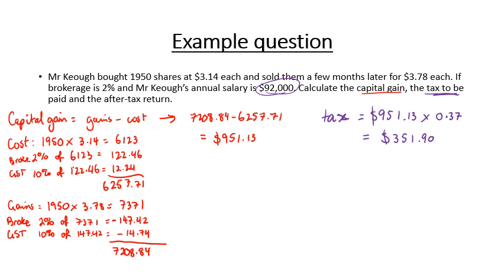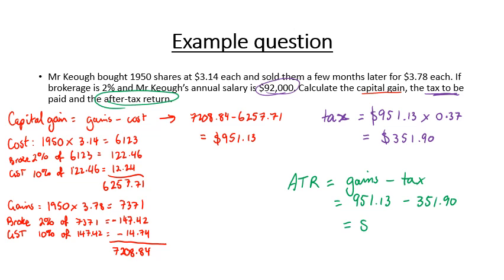Now, if we want to then work out the after-tax return, and I'll call it ATR, so after-tax return is our gains minus the tax. So this is going to be $951.13, take away $351.90, and that's going to give Mr. Keogh a total profit of $599.21. So you can see that this kind of example question has 3 different steps.